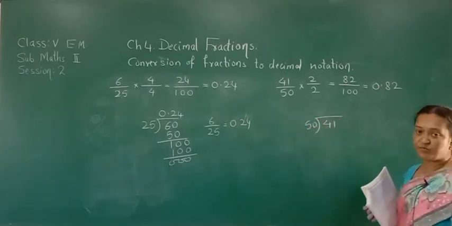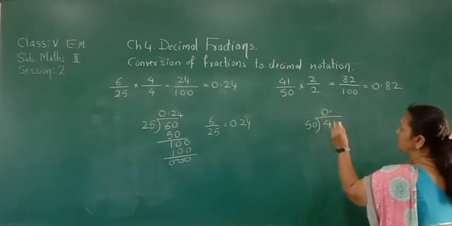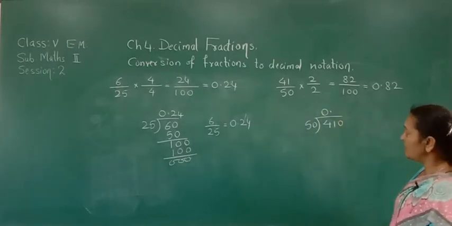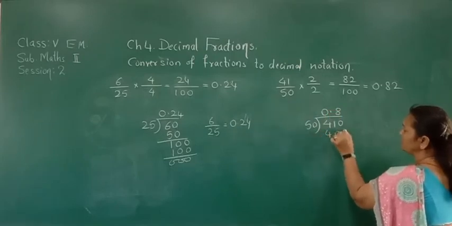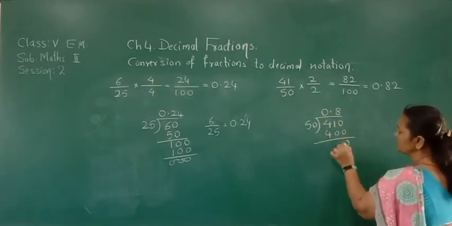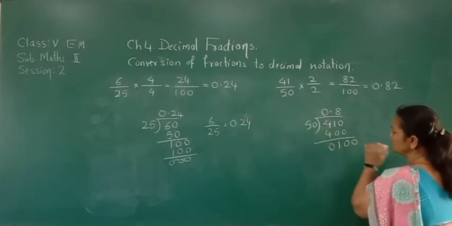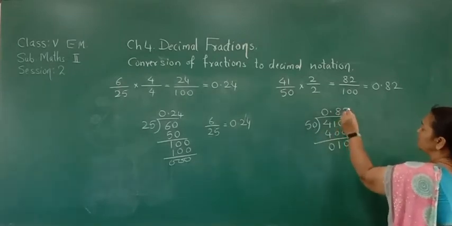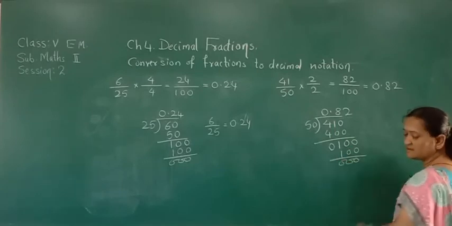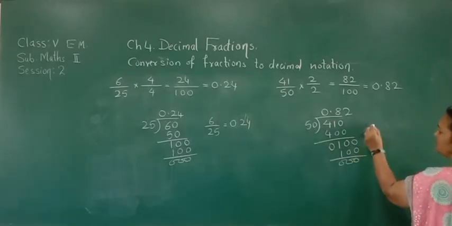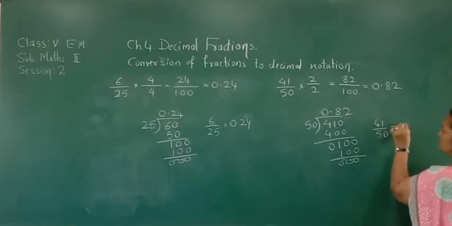Again 50 is more than 41, you can't divide. So here write 0 point and add 1 0 here. So here 5 8s are, you will get 400. Then 0 minus 0 is 0, 1 minus 0 is 1, 4 minus 4 is 0. Now add 1 0 here. Then 50 2s are 100. Now 100 minus 100 is 0. So here the answer we get: 41 by 50 is equal to 0.82.